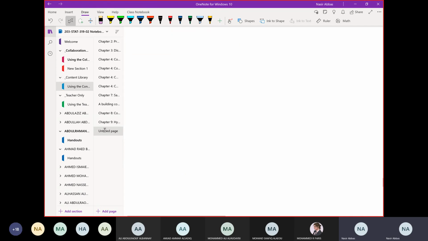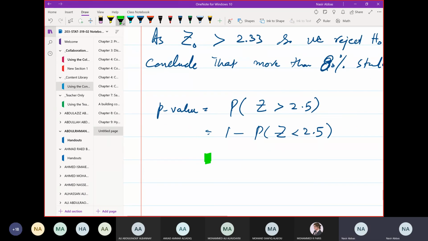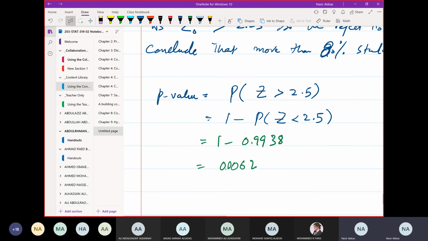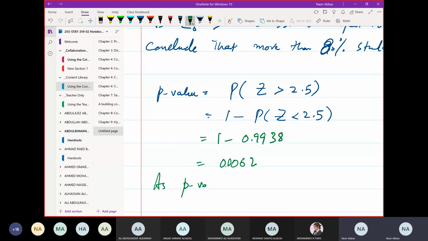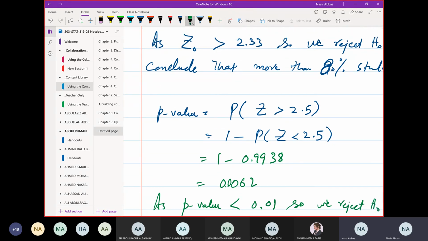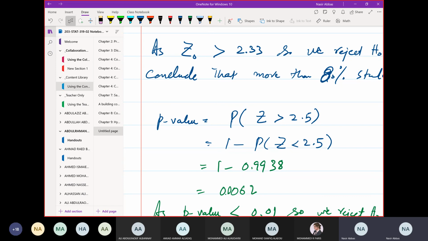So this is going to be equal to 1 minus 0.9938, which is 0.0062. So you'll see the p-value is less than alpha, less than 0.01, so we reject H naught and conclude the same.